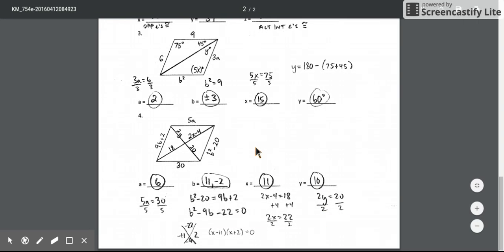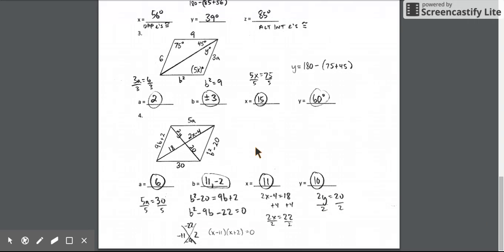One more practice example. To solve for a, opposite sides are equal, so 5a equals 30. Solving for a, we get 6. To solve for b, again, opposite sides are equal, but this is going to take a few steps to solve. So if I set b squared minus 20 equal to 9b plus 2, I'm trying to solve a quadratic equation.